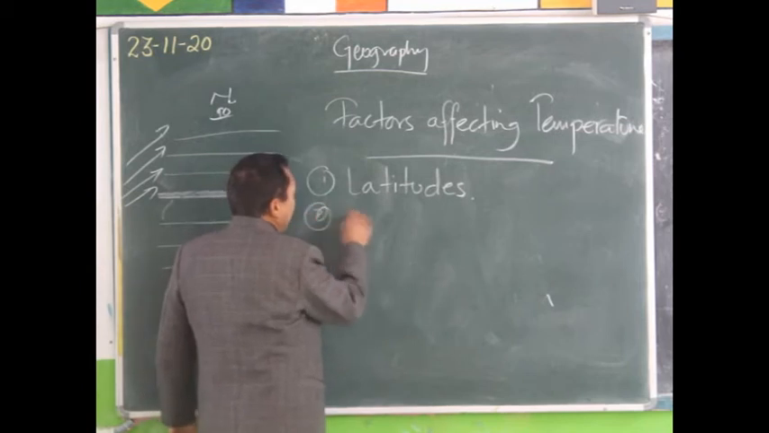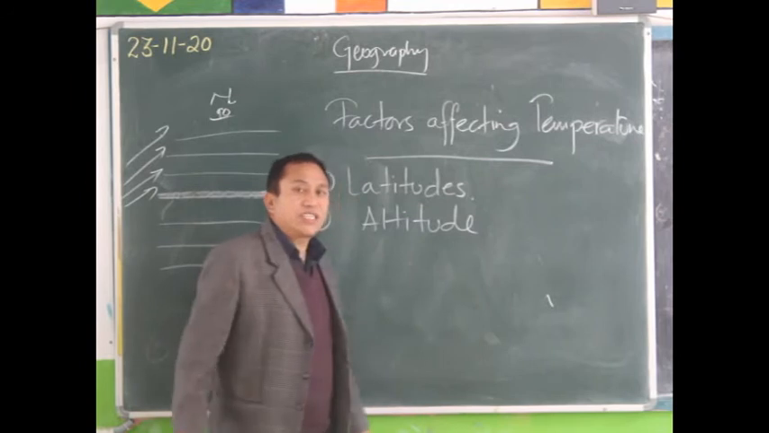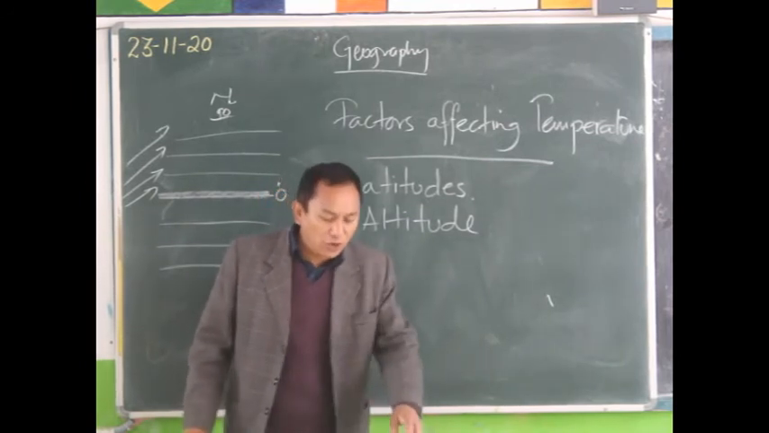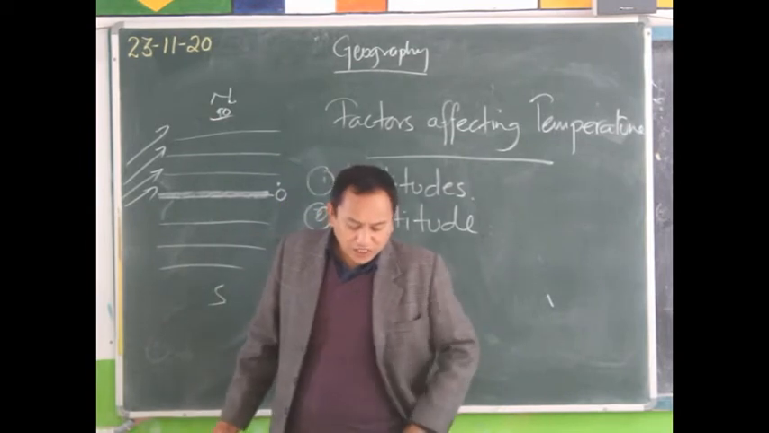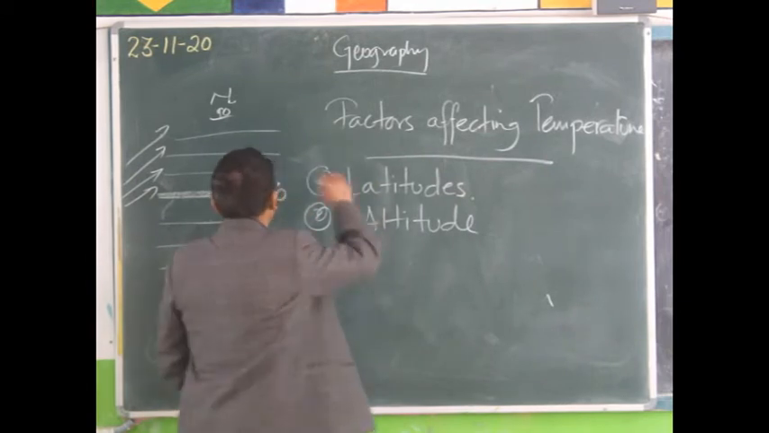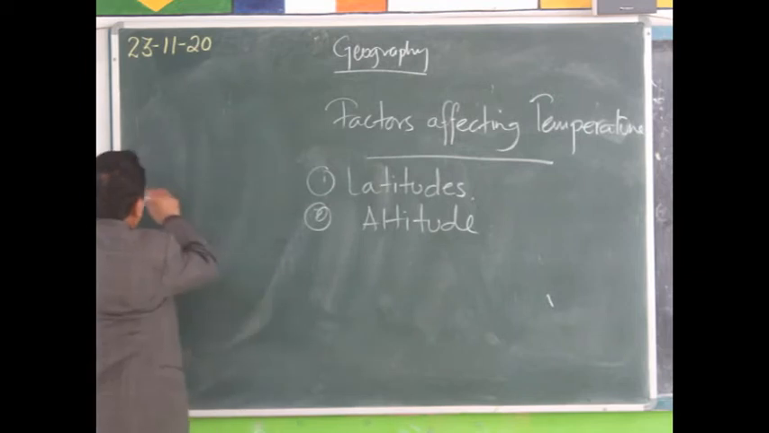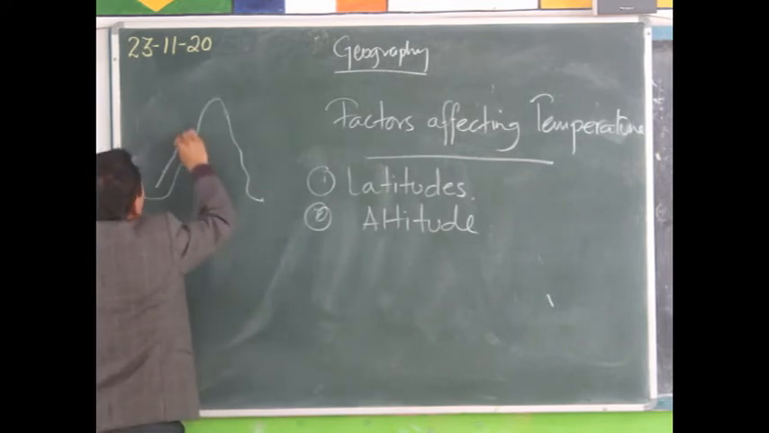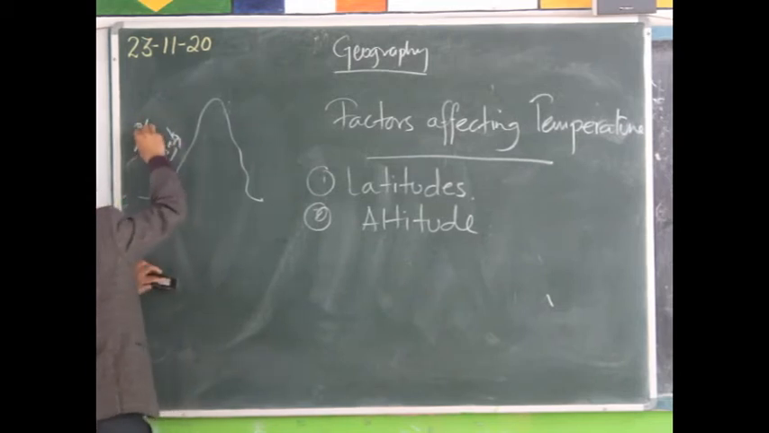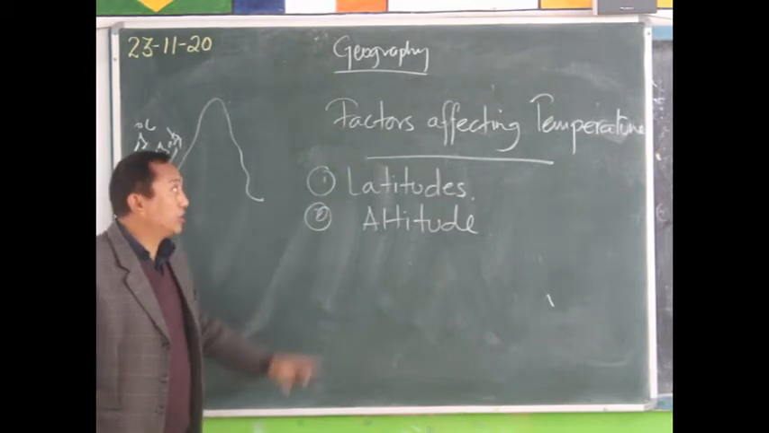Number two is altitude. How does the altitude also influence the temperature of a place? Now we know the lapse rate, which states that for every 165 meters you climb up the mountain, see? If there is a mountain here, every 165 meters you climb up the mountain, temperature will go down by 1 degree centigrade. That is because of altitude.